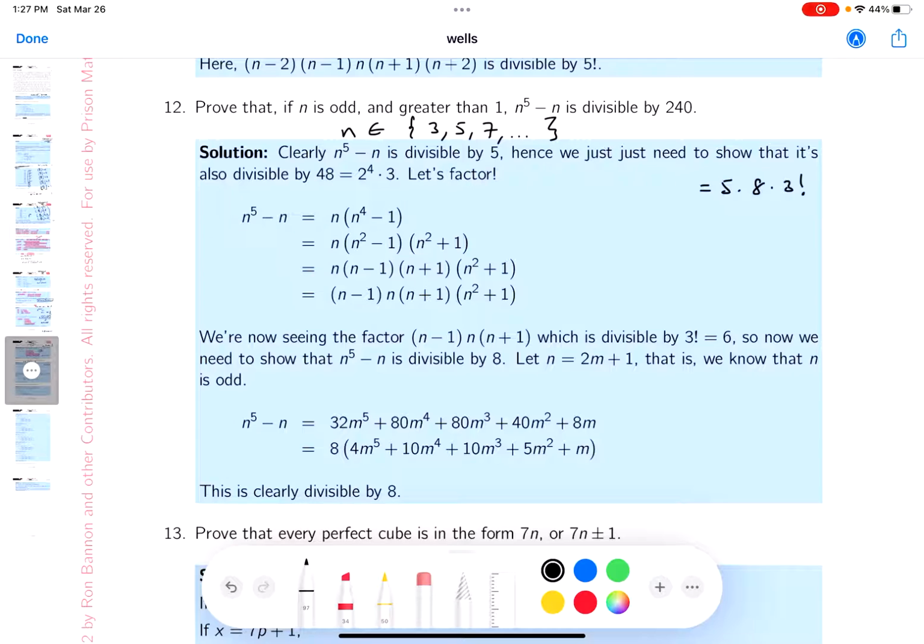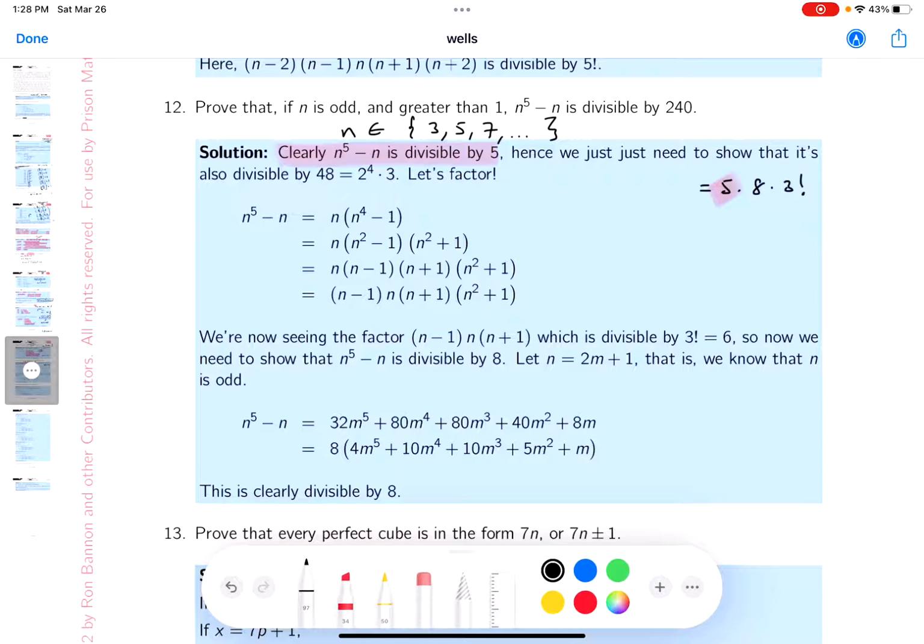Okay, so a couple of things I would do. The first thing I'd recognize is that n^5 minus n is divisible by 5. That's the first thing I would note. So I've got this covered. I know it divides by 5. And now I'm hoping it also divides by other things as well. So let's take a look at that, one step at a time.